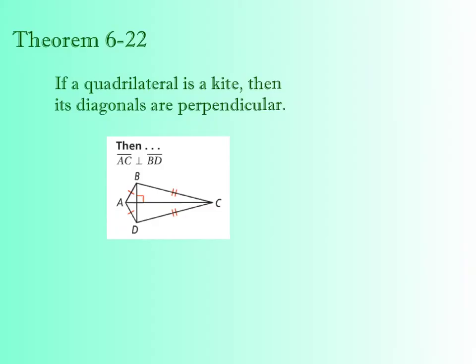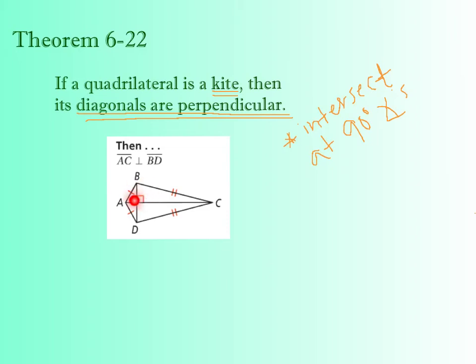And then the theorem that we know about kites is if a quadrilateral is a kite, then its diagonals are perpendicular. Diagonals are perpendicular if you have a kite. That's very important. So if I have a kite, I know my diagonals are perpendicular, which means they intersect at 90-degree angles. So I'm going to have my diagonals intersecting at 90-degree angles, just like right here in the middle, I see a 90-degree right angle box.